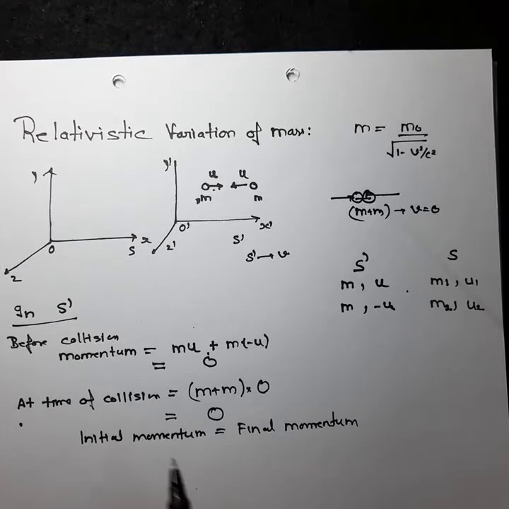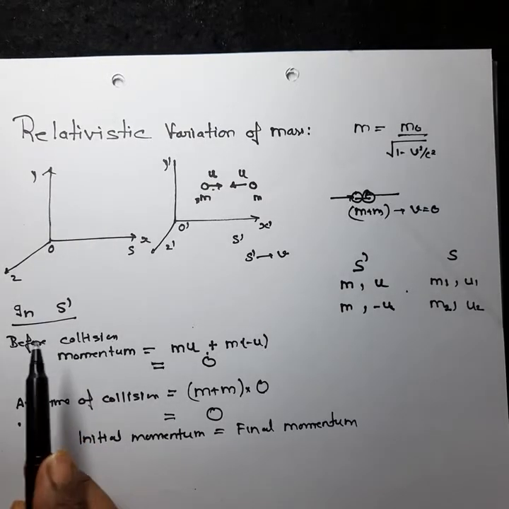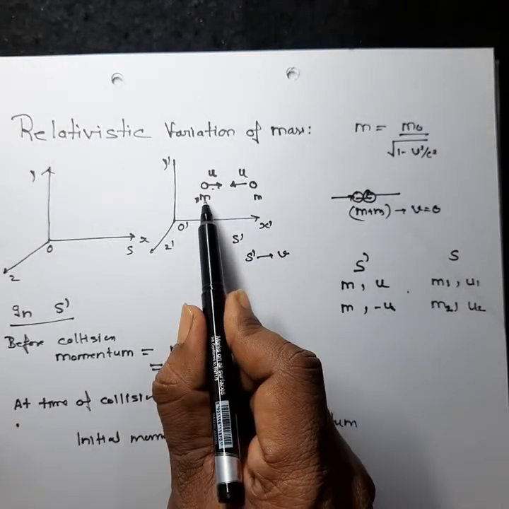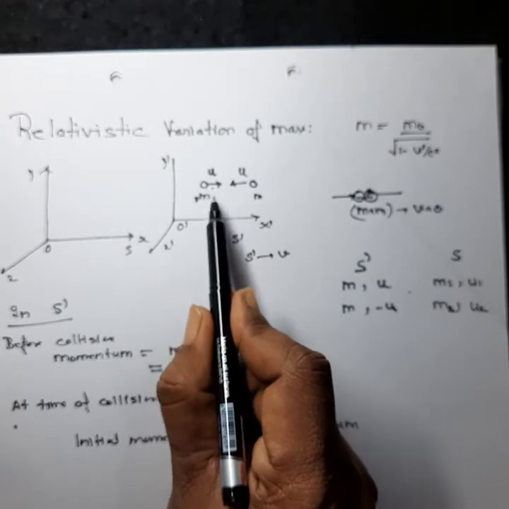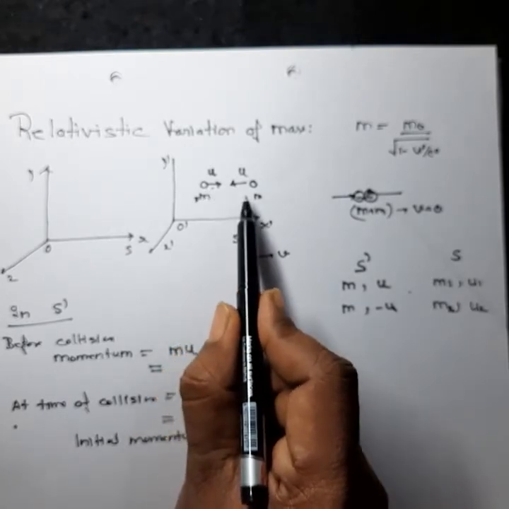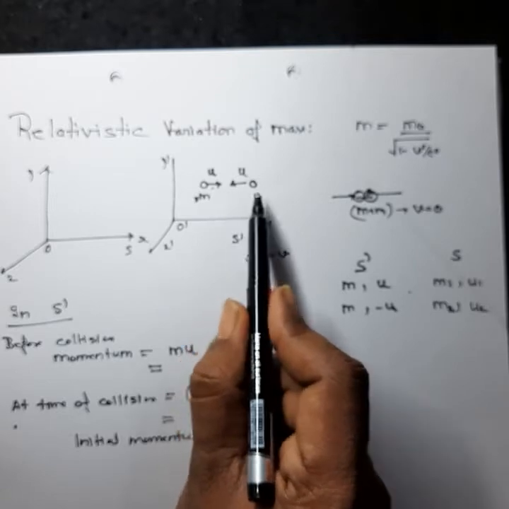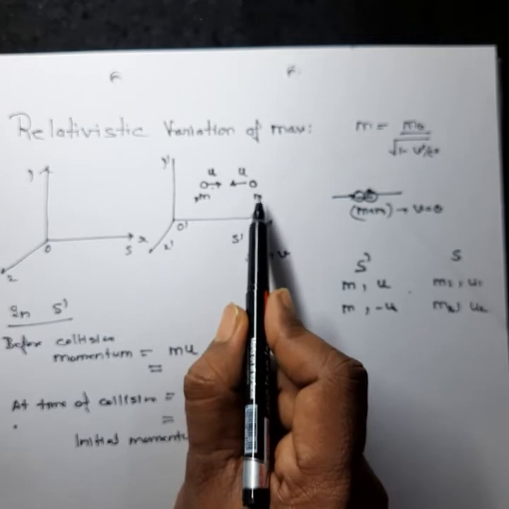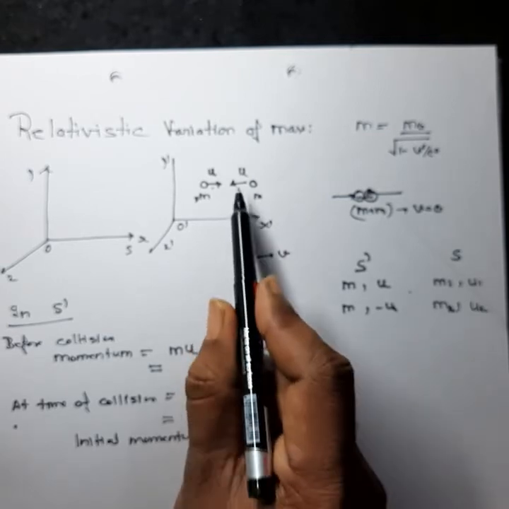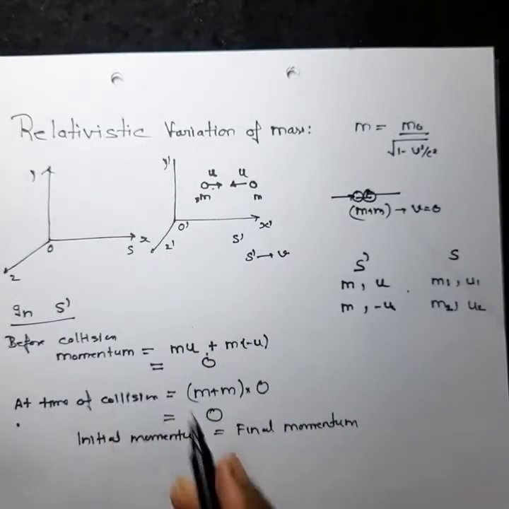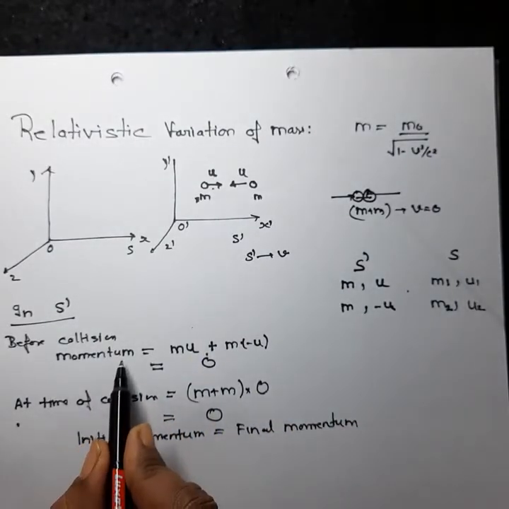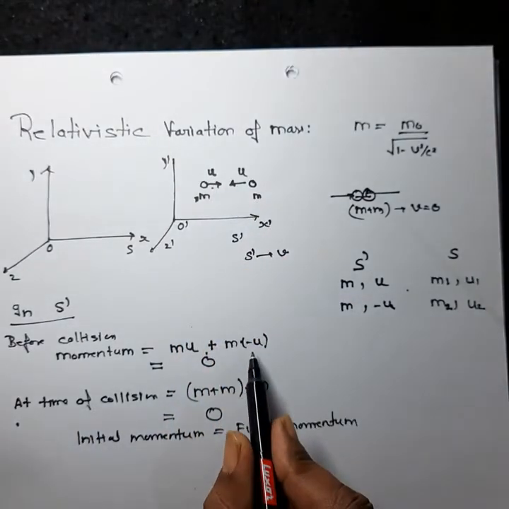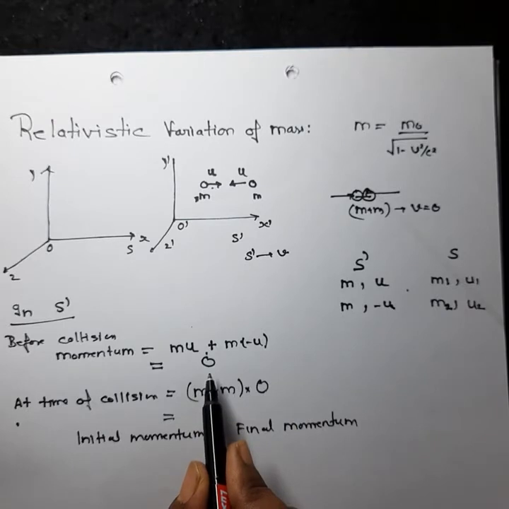What I have written is that momentum should be conserved in the S dash frame of reference. Here m is the mass in the S dash frame of reference, and this mass is moving with velocity u in the same direction, meaning these two masses are approaching each other. The second mass is moving with negative velocity, that is minus u. That's why I have written the initial momentum, before collision, as m multiplied by u plus m multiplied by minus u. So you see the initial momentum is 0.